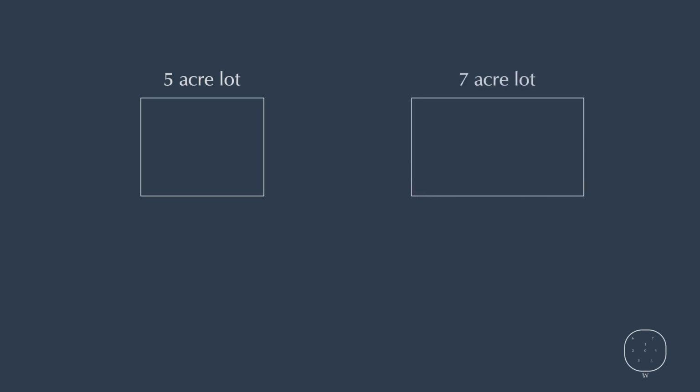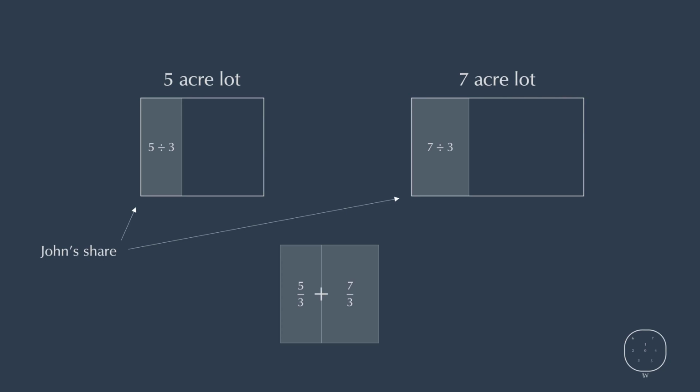Consider this elementary school problem involving whole numbers. John and his two friends together own a 5-acre lot. Separately, he owns a 7-acre lot together with his two other friends. How much does John own in all? We find the answer by dividing 5 by 3, 7 by 3 and adding the two up. John owns 4 acres in all.